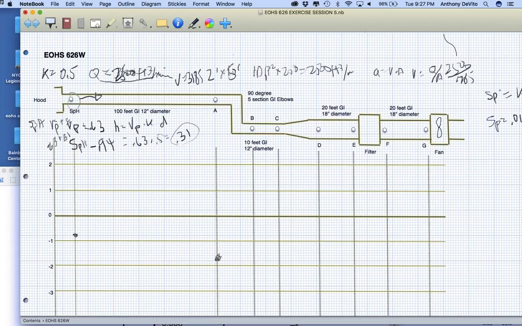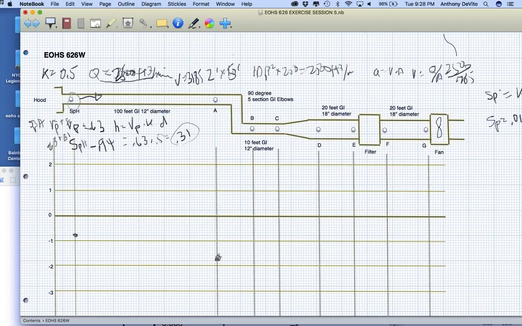So the static hood pressure here has to be negative 0.94 in order for us to achieve that velocity. Okay? And we need that velocity because that's what we need to capture the contaminant. Okay, we're all on the same page now, right?